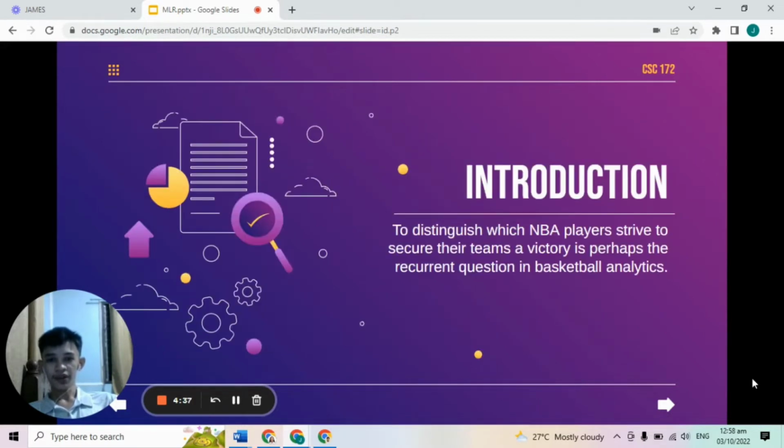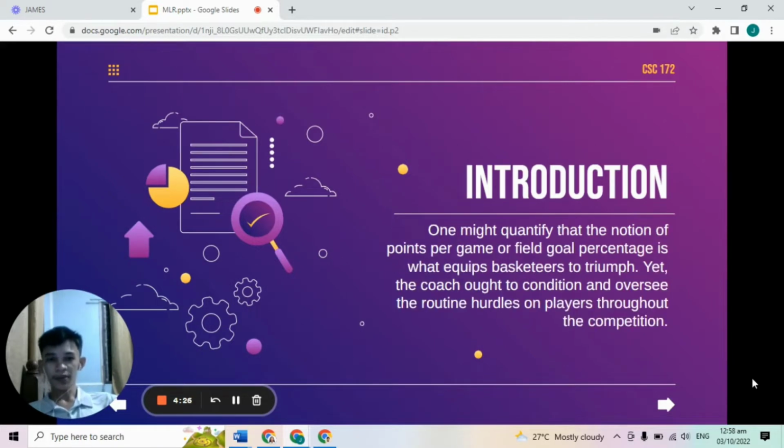Introduction. To distinguish which NBA players strive to secure their team's victory is perhaps the recurrent question in basketball analytics. One might quantify that the notion of points per game or field goal percentage is what equips basketeers to triumph. Yet, the coach ought to condition and oversee the routine hurdles on players throughout the competition, a complex process that sets a vast dose of physiological stress on the athletes.